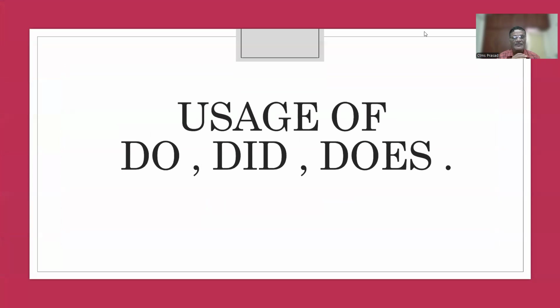Usage of do. We use do for I, we, you, they. We can use do for people, for students in plural form. And did is used for past action. And do and does are used for present action or daily action.